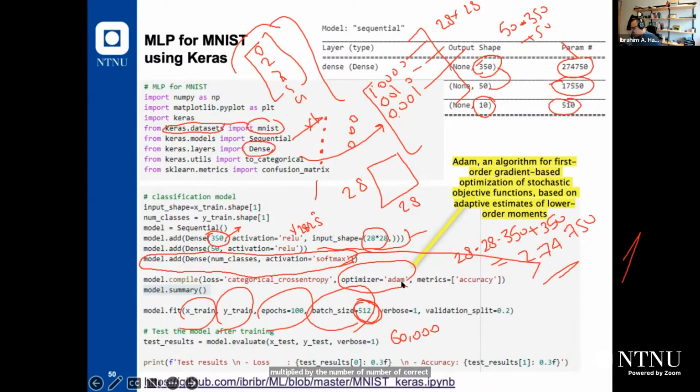After doing this modeling, we will evaluate our model. So we have model.evaluate for the test set. The input will be X test, Y test, and after that we will print out those numbers.